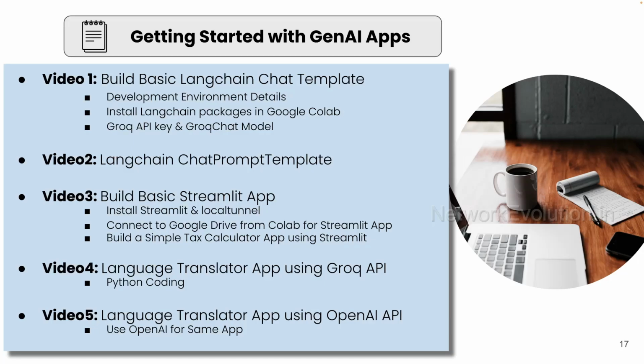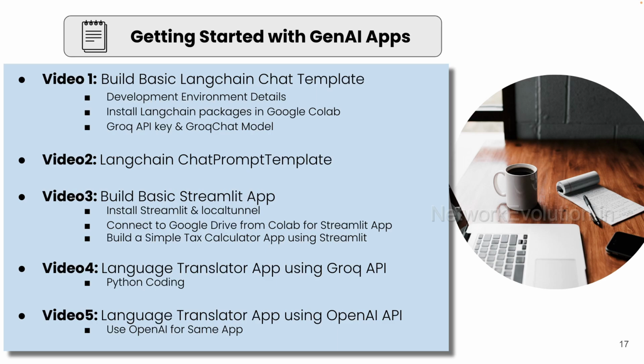In the first video, we have seen how to build a basic Langchain chat message, and using that we were able to send a message to LLM and get the response using Groq API. In the second video, we have created a chat prompt template and dynamically generated the chat message using Python variables. In this video, we'll see how to build a basic Streamlit app.